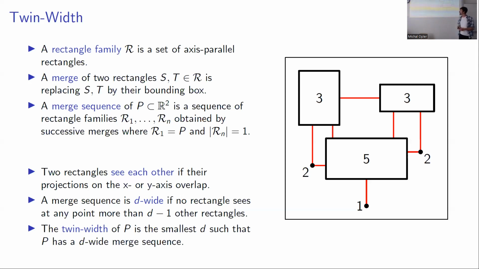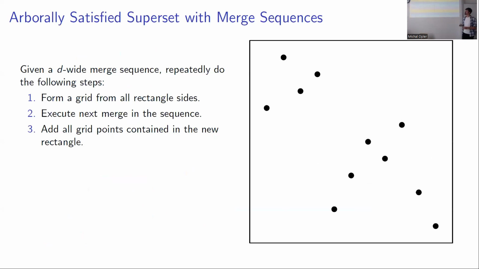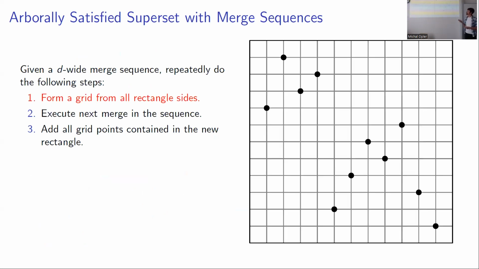Okay. Right, so now what we were aiming to do is to show that point sets of bounded twin-width have a linearly sized arbitrarily satisfied superset. And in fact, the construction is quite easy, and I won't prove the correctness, but I'll show you how to do it. So assume that we have some d-wide merge sequence, and we form a grid from all the rectangle sides. At the beginning, it's just the complete grid.